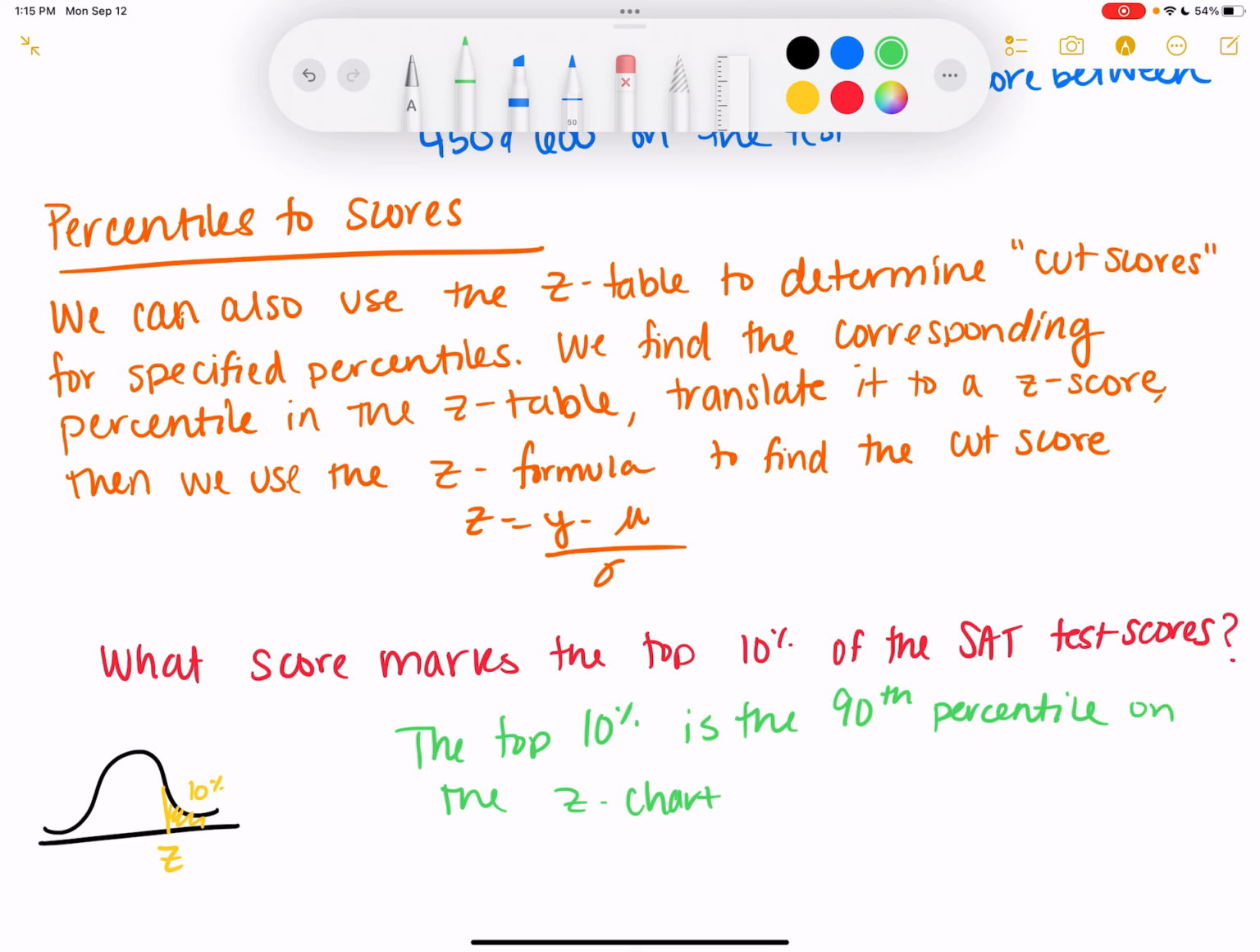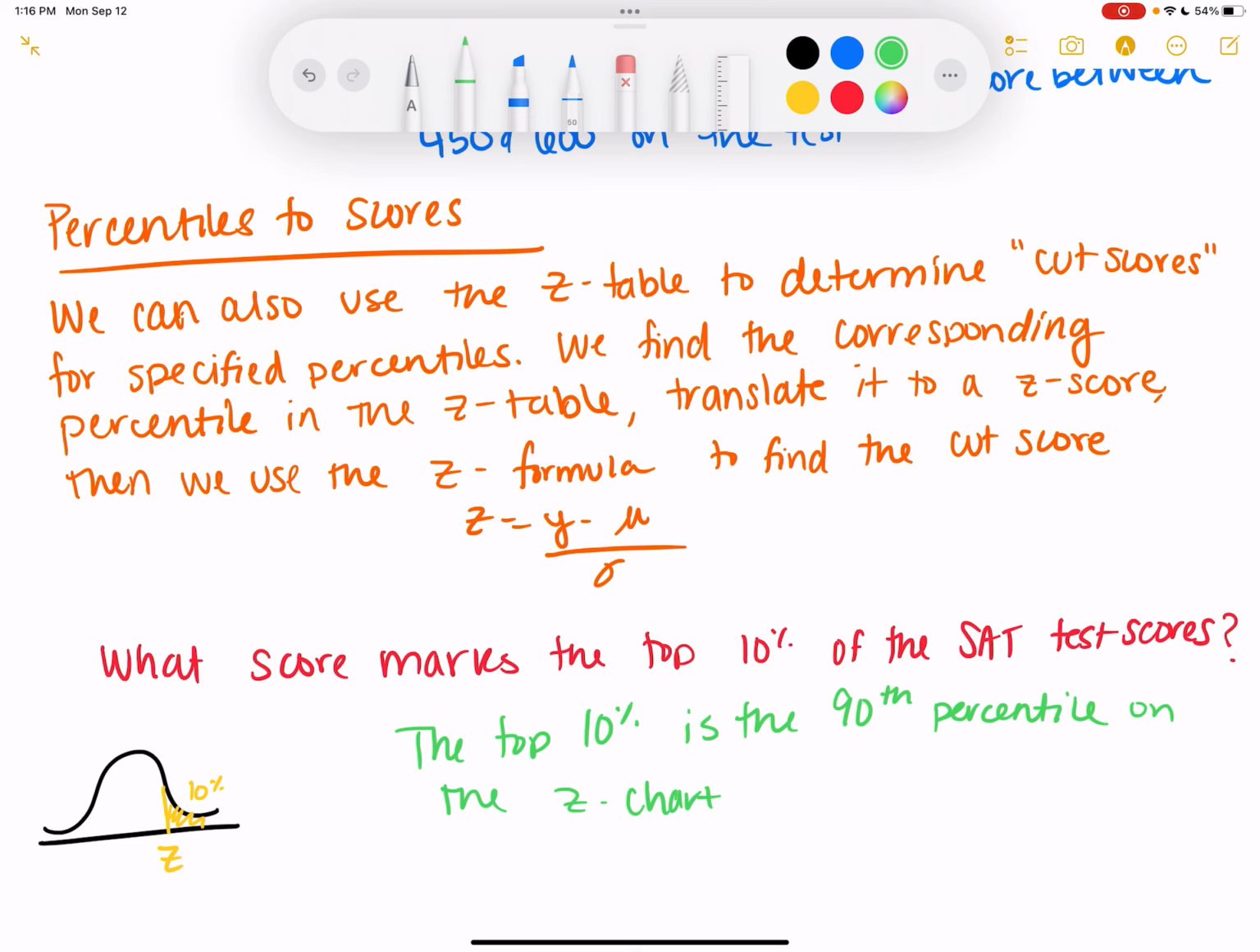So essentially what we're doing now, because we're doing this in reverse, is that we're going to look on the z table in the values that are in there, and we're trying to find the one that's closest to 90%. But we don't want anything that's below. We want it to be at least 90%.